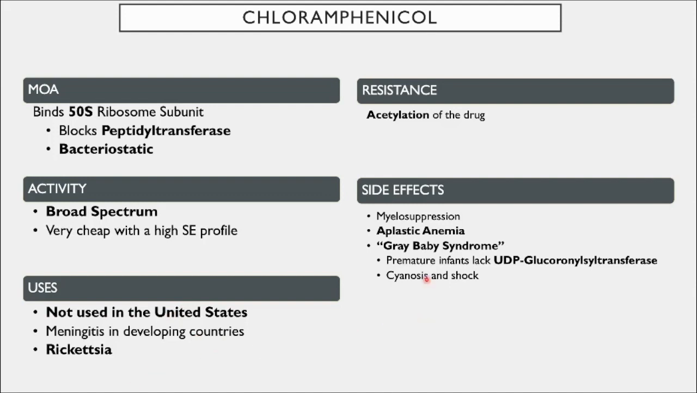The reason we don't give it is it can cause aplastic anemia. What this means is it pretty much destroys your bone marrow for a given amount of time. You can't produce new blood cells. You can't produce new lymphocytes. It's really bad. Tack this on in a newborn who lacks the UDP glucuronyltransferase, and they develop something called gray baby syndrome. This is the reason we don't use it in the United States, because this kills babies. It puts them into cyanosis and shock because of the severe aplastic anemia, and they die. So we don't use these in the United States, but you will see them in developing countries.